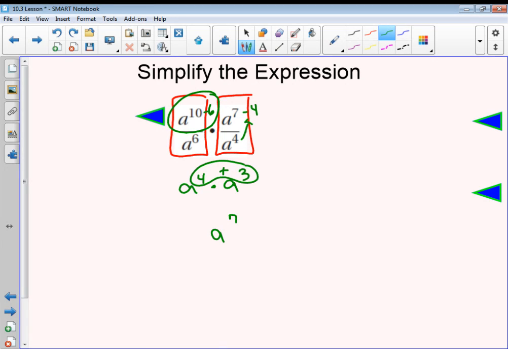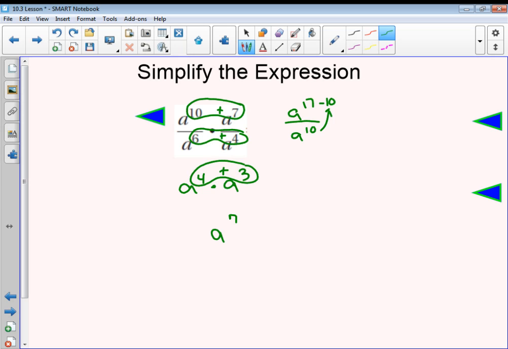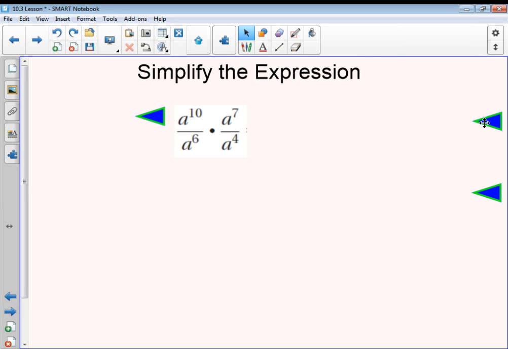Okay, I would get the same answer if I had done the multiplication first, and I'll prove that to you here. Had I done this first, well, I would add these, and I would add these, right? So I would have a to the 17 over a to the 10. Now it's division, so I would subtract 17 minus 10 still gives me a to the 7th power. So either way, we end up with a to the 7th. Okay, piecing it out, simplifying where you can.